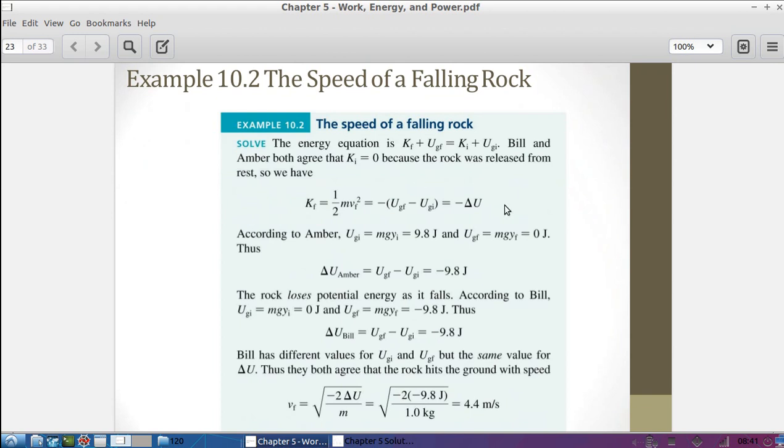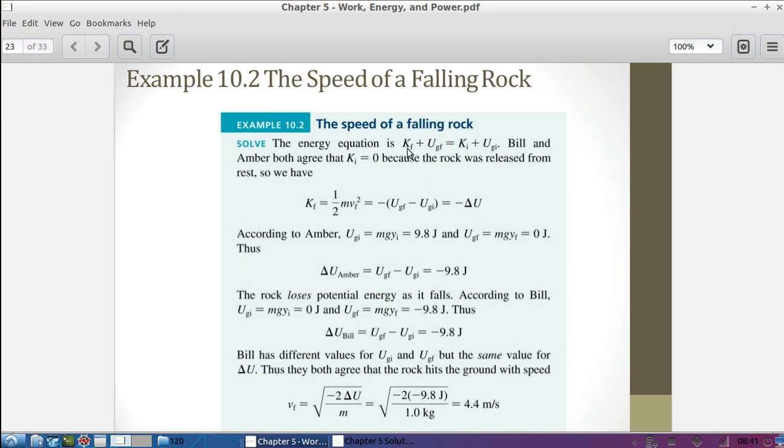So the total mechanical energy is conserved. Again, total mechanical energy is conserved. That means the final energies are equal to the initial energies. In both cases, K initial is 0, because the rock is released from rest. So this term can go away.